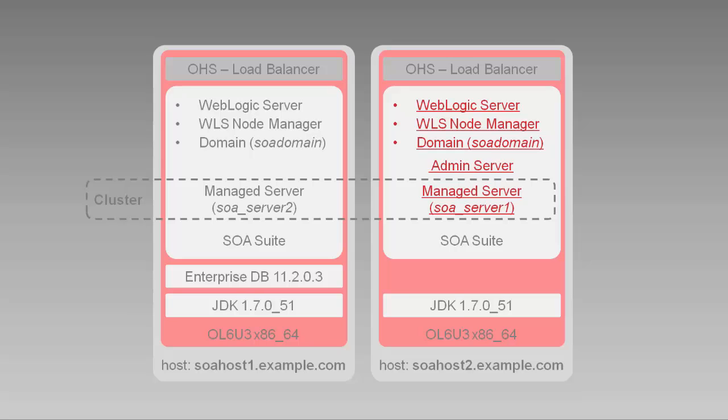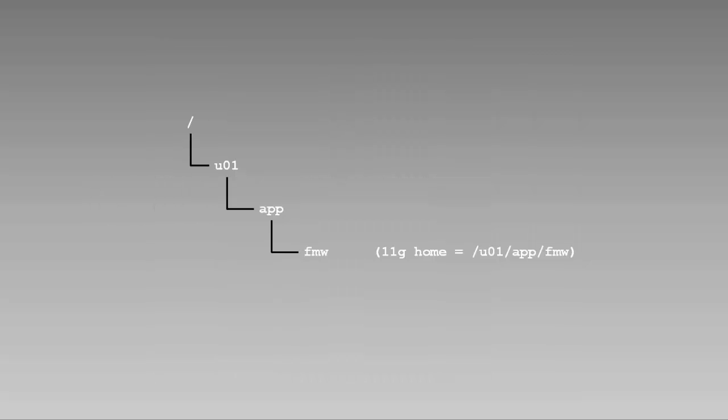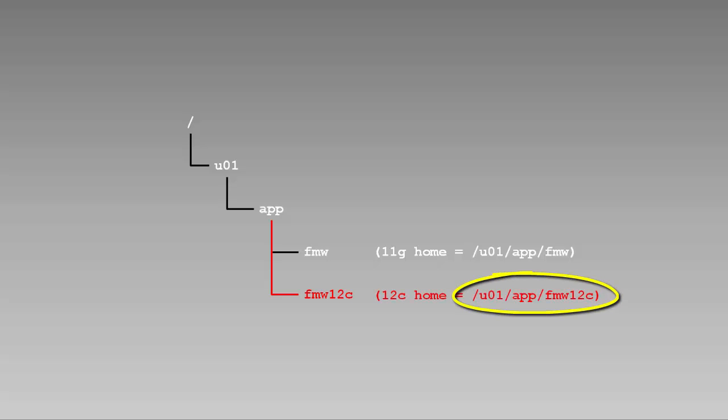We'll start by installing the 12c version of Fusion Middleware Infrastructure. Our current 11g installation is installed at U01 App FMW, or Fusion Middleware. When upgrading, the 12c software needs to be installed to a different location. For our demo, we've chosen U01 App FMW 12c as our new Oracle home directory.